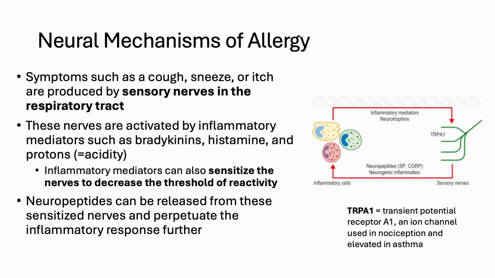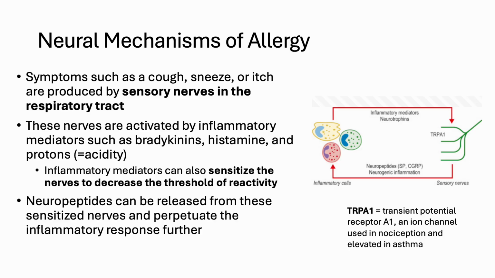And so we have things like histamine, protons, which is a correlate for acidity, bradykinins. So all of these things can sensitize these nerves and decrease their threshold of reactivity and cause them to hyperreact. And that is a broad trend with a lot of hypersensitivity reactions. And here, in this image over here, you can see this TRPA1. That stands for transient receptor potential A1. And this is an ion channel that is used in nociception as a sensation of pain. This is elevated during asthma.